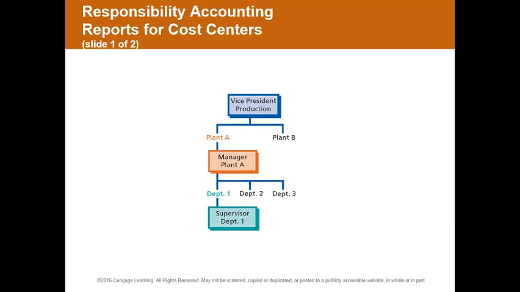Now, all of the information for Department 1, Department 2, and Department 3 is going to roll up and be a part of the Plant A cost center information, which that manager will receive. And all of Plant A's information will then also roll up into the production department's cost center, which is given to the vice president of production. Here we have three different managers responsible at three different levels, monitoring and controlling costs that are within their realm.